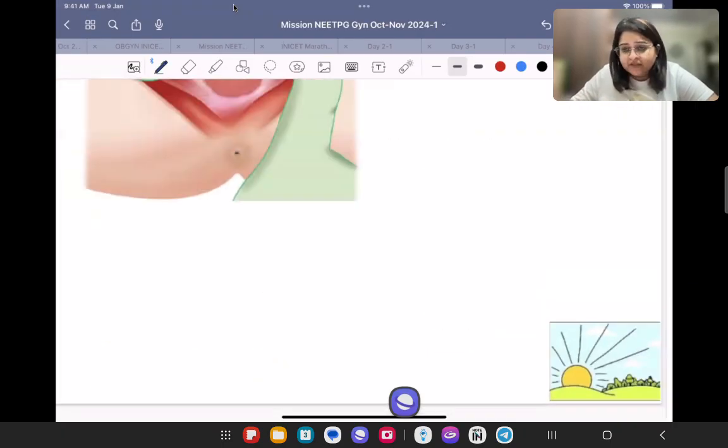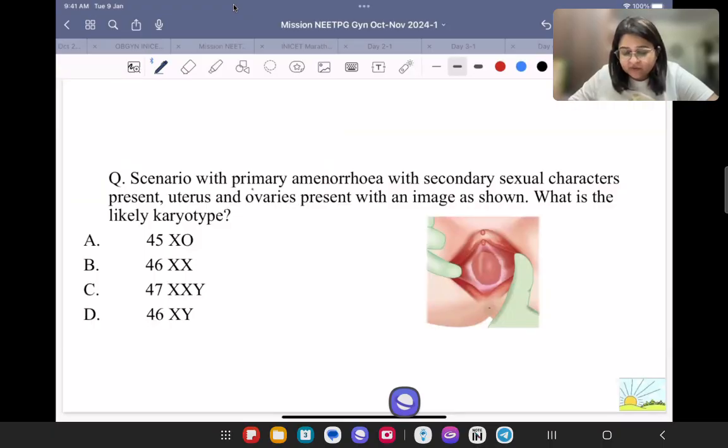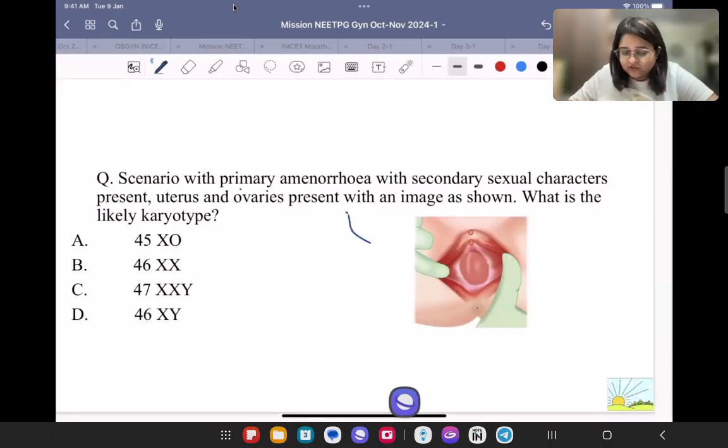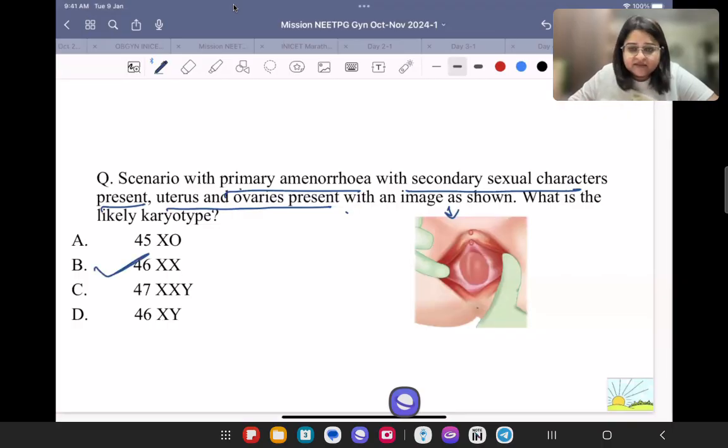This is also morning session question. Scenario was given. I don't know the exact scenario, but it was primary amenorrhea with secondary sexual characters present, uterus and ovary present with image as shown. So this was basically an image of imperforate hymen, and the answer is 46XX. Okay.